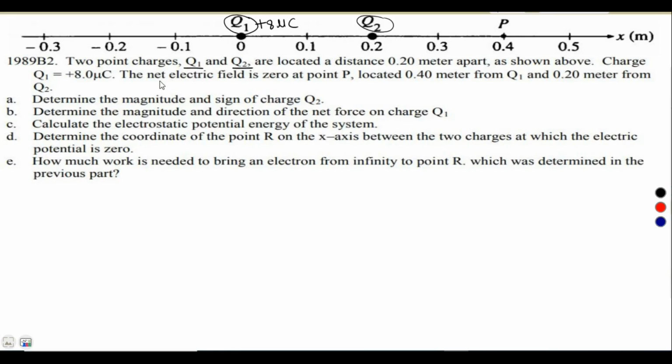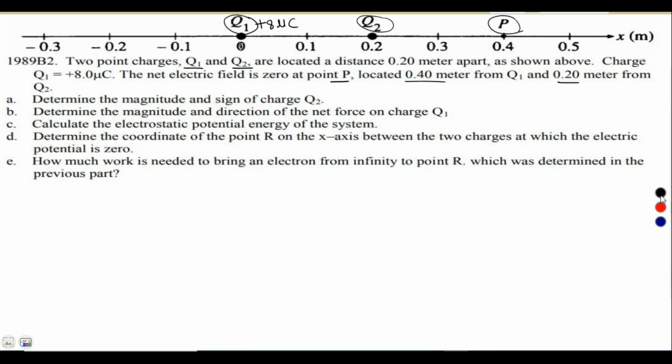The net electric field is 0 at point P. This is the point P, and the electric field at this point is 0. And this point P is located 0.40 meters from Q1. So that is the point O. From point O, point P is 0.4 meter away and 0.2 meter from Q2 as shown in the figure. Determine the magnitude and sign of the charge Q2.